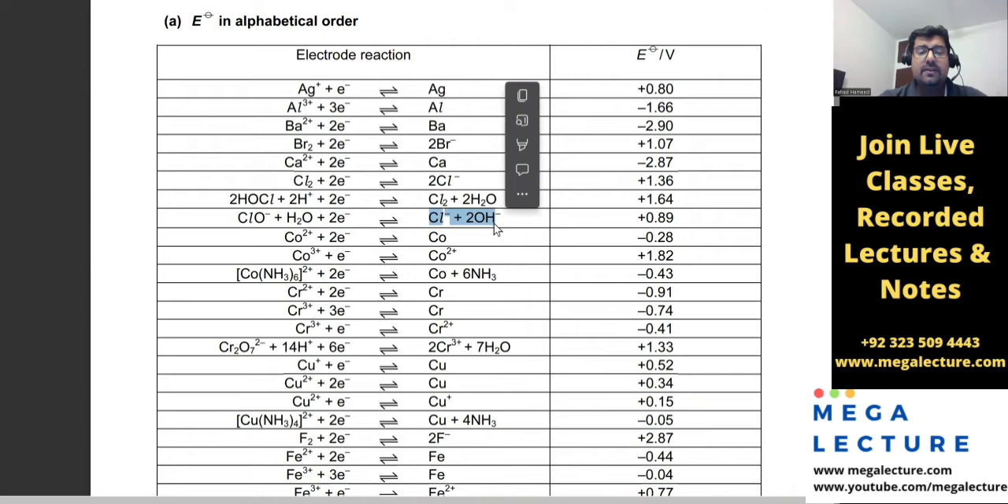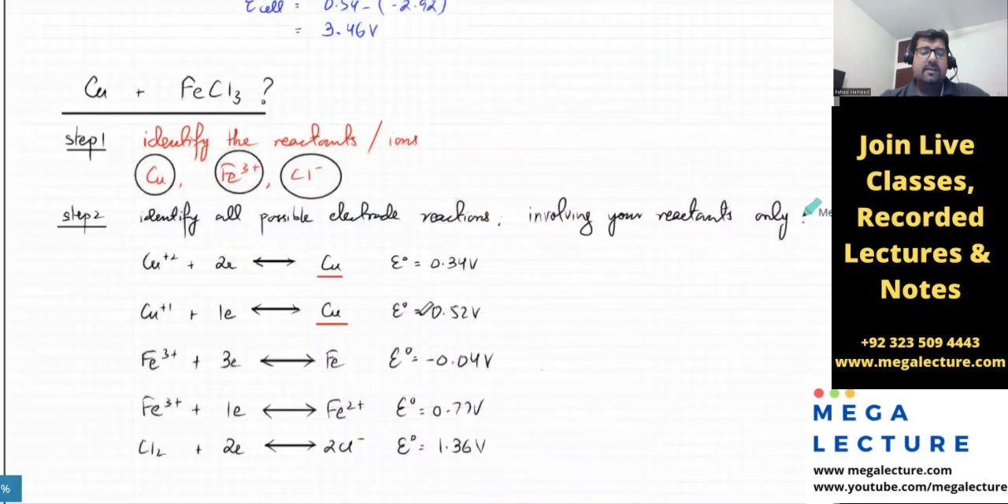So remember, you're only going to select those equations which contain your reactants and your reactants only. For example, Cl minus one alone can obviously lose electrons to form Cl2, that's fine. But Cl minus one reacting with something that you don't have, like OH ions, that is not a possible electrode reaction for you. So yes, our clear is step number 2. Is this clear?